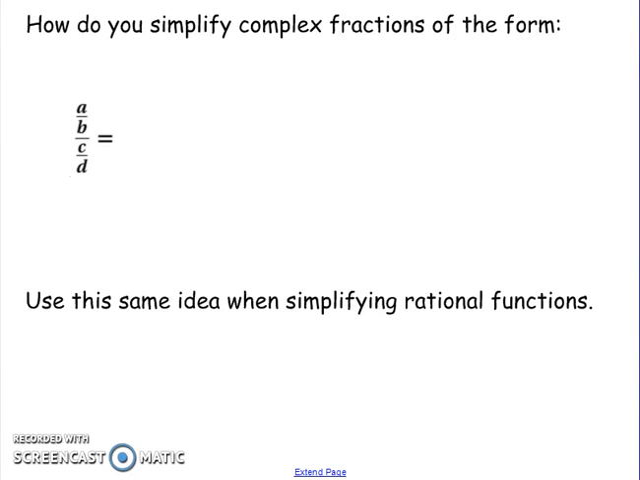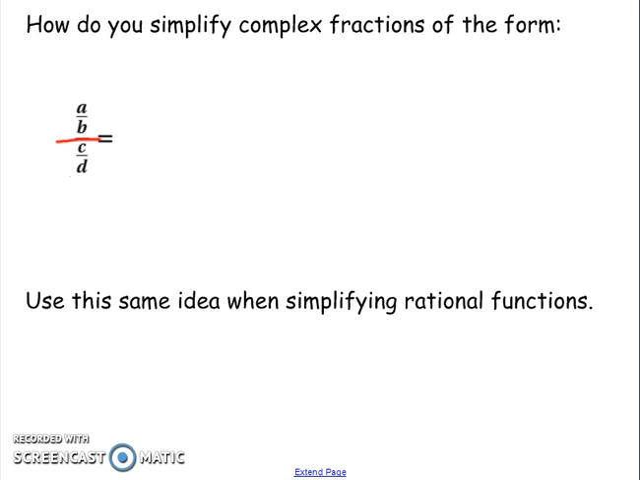How do you simplify complex fractions when you have a fraction over a fraction? Well, we know that we have a fraction on top, so a over b is our first fraction, and then c over d is our other fraction. The line between a over b and c over d is a division line.